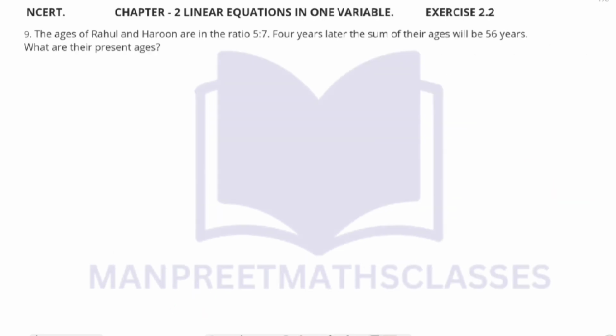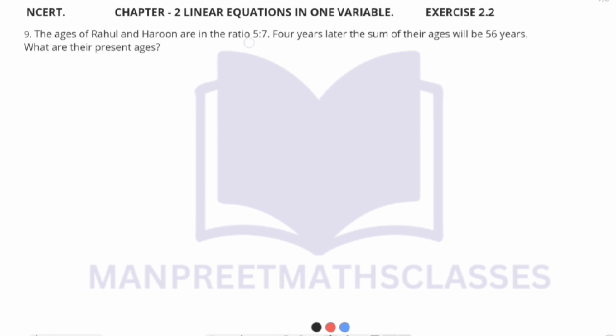Question number 9 is, the ages of Rahul and Harun are in the ratio, दो persons हैं Rahul and Harun, their ages are in the ratio 5:7. 4 years later, the sum of their ages will be 56. We need to calculate their ages after 4 years. Sum of their ages after 4 years is given to us.